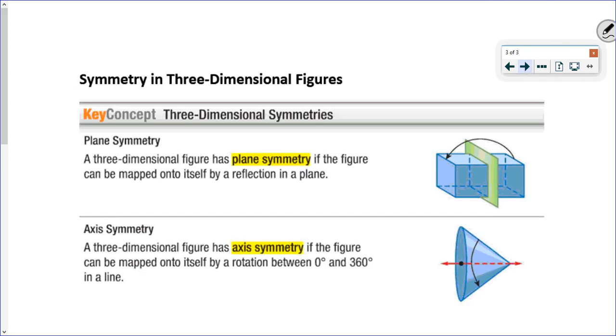And so now we're talking about symmetry in 3-dimensional figures. We're talking about plane symmetry, which is just, if you imagine cutting a box in half, is what's happening here. It would map back onto itself. It would reflect onto itself.